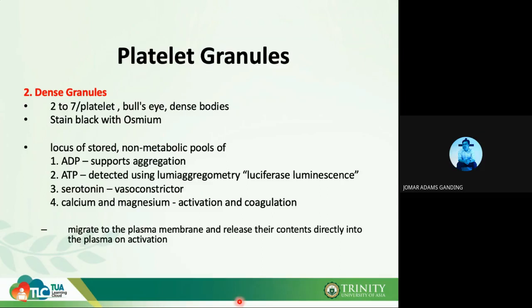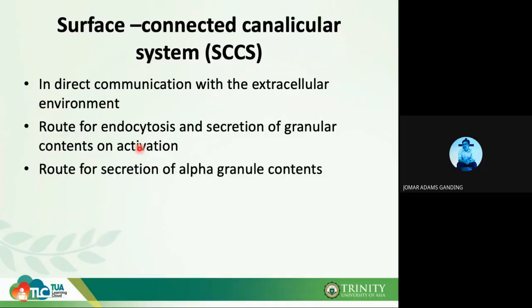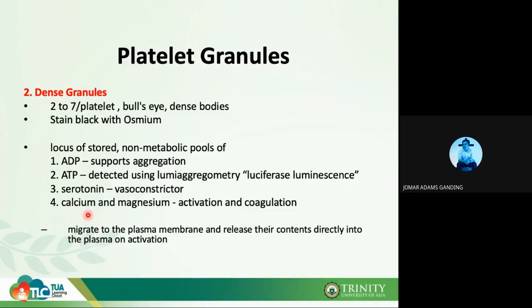As you remember, di ba, when we discuss your surface connected canalicular system, we are only talking about this is the route of secretion for alpha granules. Okay? Your SCCS are only for your alpha granules. Si dense granules, maagap. Kasi it contains your serotonin, it contains your calcium, and it contains substances that are very important for your platelet aggregation and even your blood vessel constriction or your vasoconstriction.